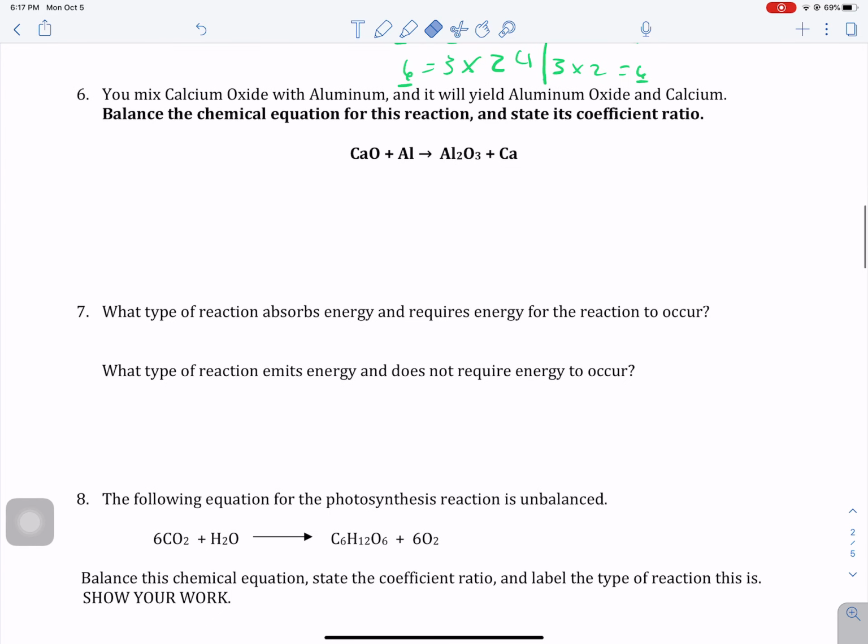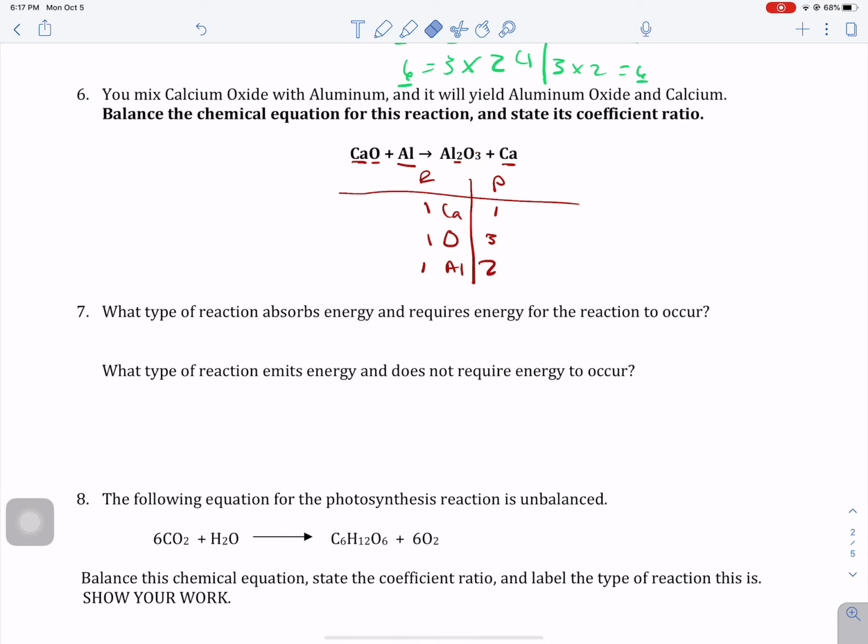Okay, so you mix calcium oxide with aluminum and yield aluminum oxide and calcium. Balance the equation for this reaction and state the ratio. Once again, guys, we're just making the wrap. So we have 1 calcium and 1 calcium. We have 1 oxygen here. Hopefully you realize that there's a 3 right behind it. There's a 3 here. And then aluminum. So we have 1 aluminum here and 2 aluminum right there. Nope, I lied. That's 2.